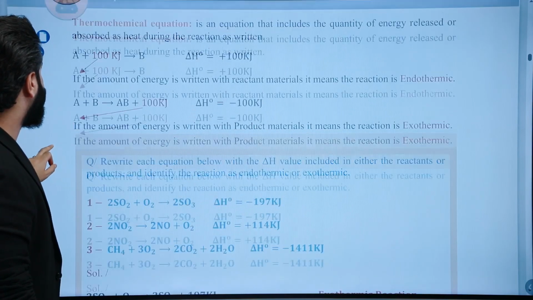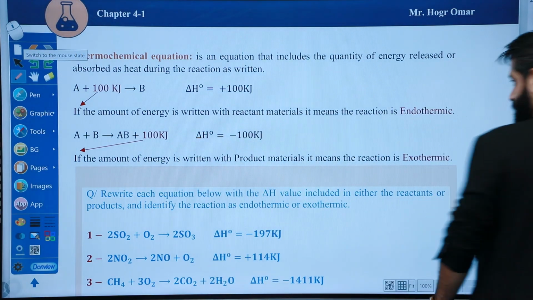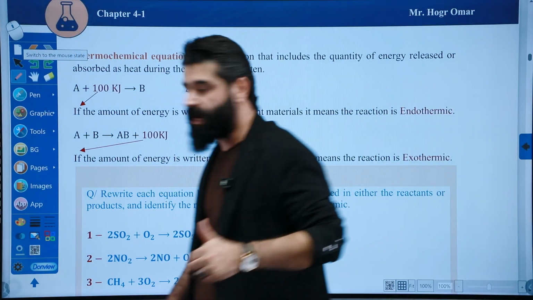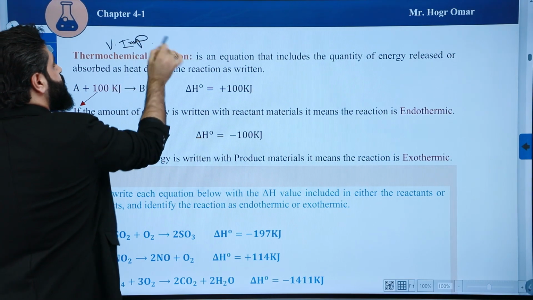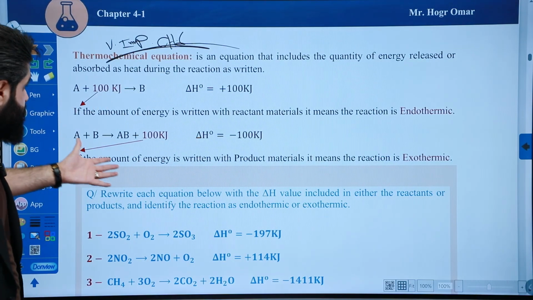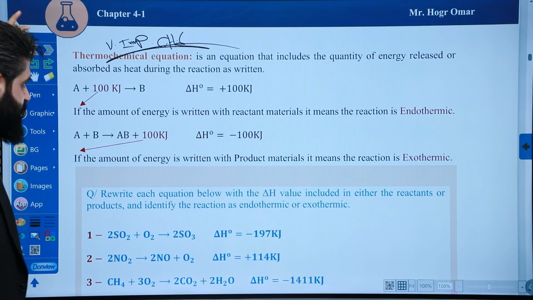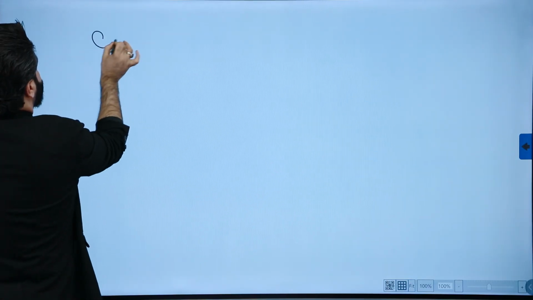Thermochemical equation. What is the thermochemical equation? Very important, mainly for chapter 6. This is very important, mainly for chapter 6, and for this chapter, of course. What is the thermochemical equation? Let's have some examples. Think about this reaction.